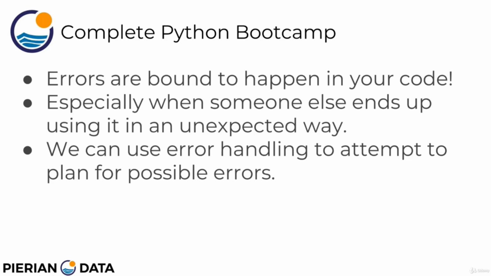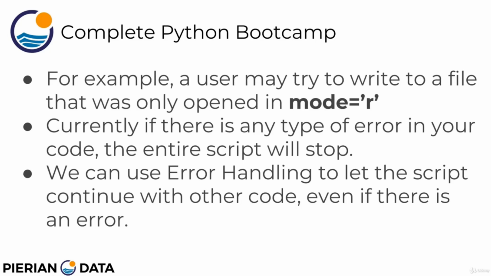We can use error handling in an attempt to plan for possible errors that may arise in our code in the future. For example, maybe in some part of your code you try to open up a file. So later on, someone else is using your code, and the user may try to actually write to the file when it was actually only opened with the mode R for reading.